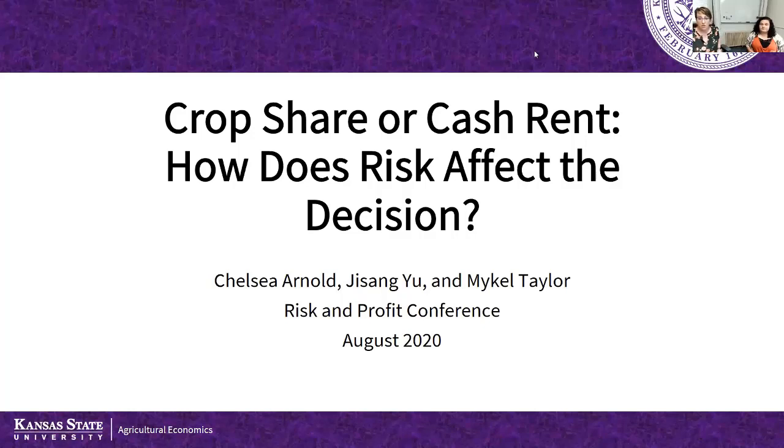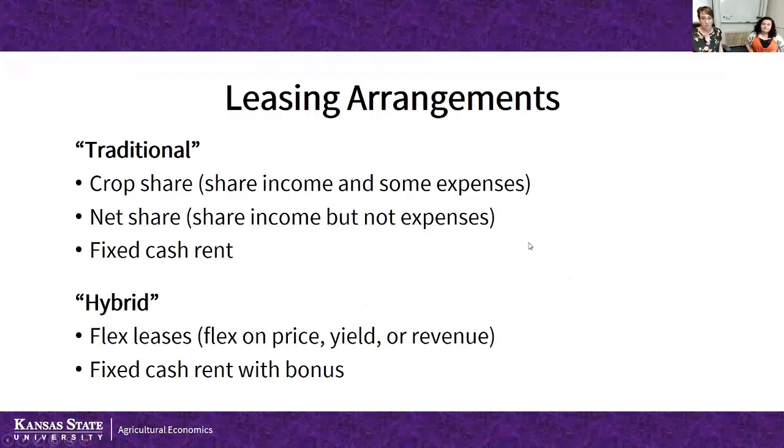So I will start by going through real quick our definitions of leasing arrangements. We have our traditional leasing arrangements, which are crop share, where we consider the landowner and the tenant share both the crop and some of the expenses. Typically in Kansas, we're going to share nitrogen, we're going to share some of our chemicals, and we may share seed depending on the crop.